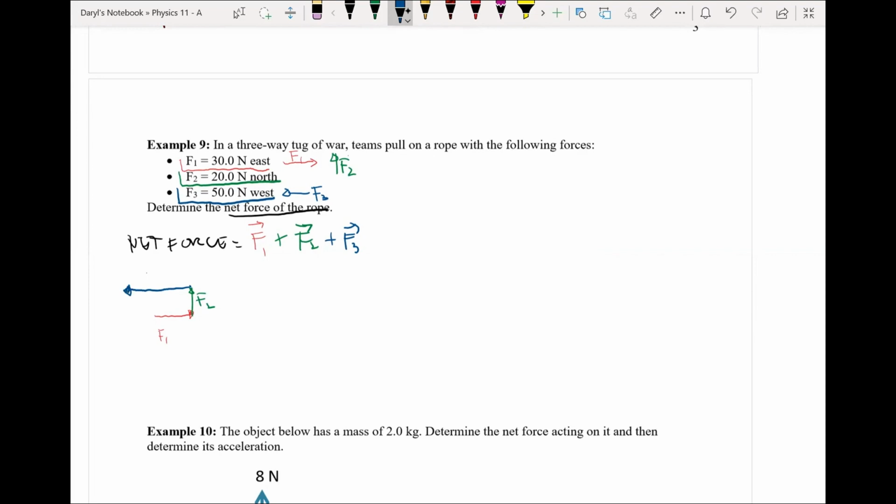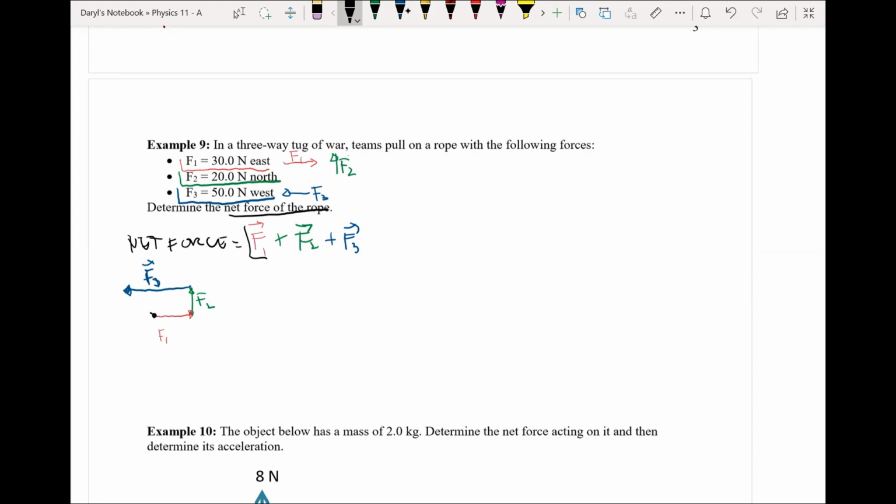It doesn't have to be very accurate, but it should represent at least the representation. Like in this case, F3 should be longer than F1 because F1 is only 30 newtons and F3 is 50 newtons. Now, remember that the net force is drawn from the tail of the first vector added, so from here towards the tip.